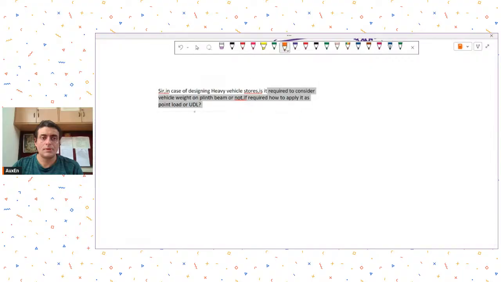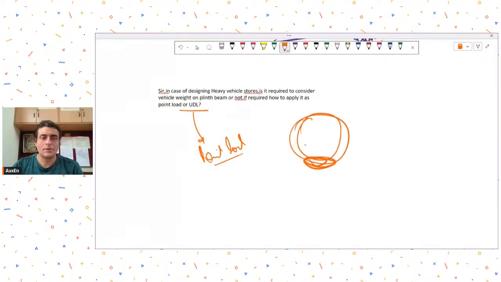No, so it depends on the type of vehicle. If it's a truck-like thing, then technically it should be applied as point loads. But remember that exact point load application is also not correct because those tires have certain contact area, isn't it? So it's not a direct actual point load as such. It's an area load that acts. But because the plinth beam width is small, you can apply it as a point load.